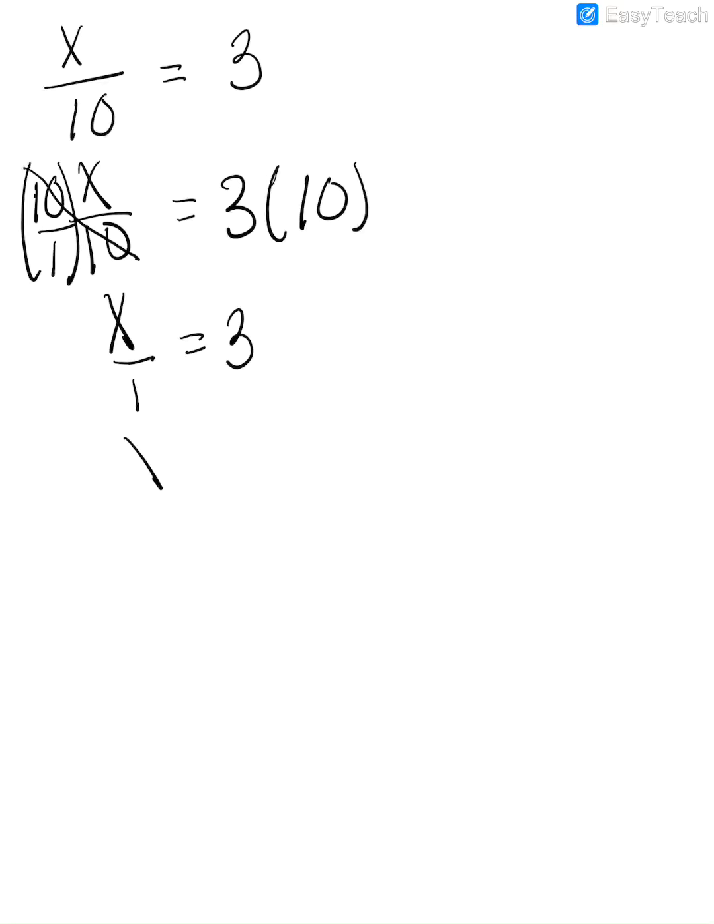See, that is a mistake that is very, very common. So see, I just multiplied by 10 on this side of the equation, but I forgot on this side. So whatever you do to one side, you have to do to the other. Okay, so 3 times 10 is 30. X over 1 is just x, so x equals 30.